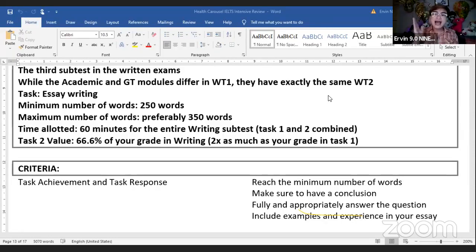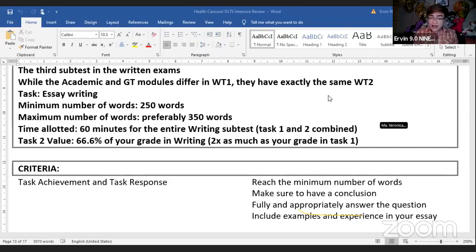Now, I have noticed that there are certain candidates who keep on asking me, "Sir, is it true? The longer the essay, the higher the grade." Before I answer that question, I'm going to throw that question back at you guys. Will you please comment on the chat box? True or false? The longer the essay, the higher the grade. True or false? Okay, Rowena said false. What about the others? False, false, false, false, false. It seems to me that everyone got it right.